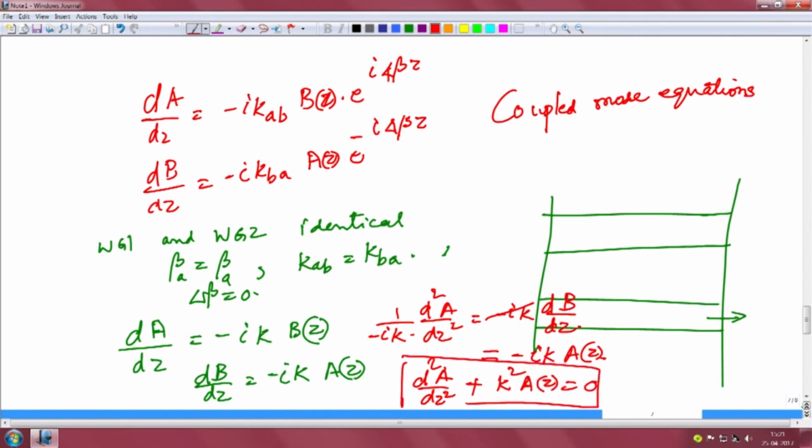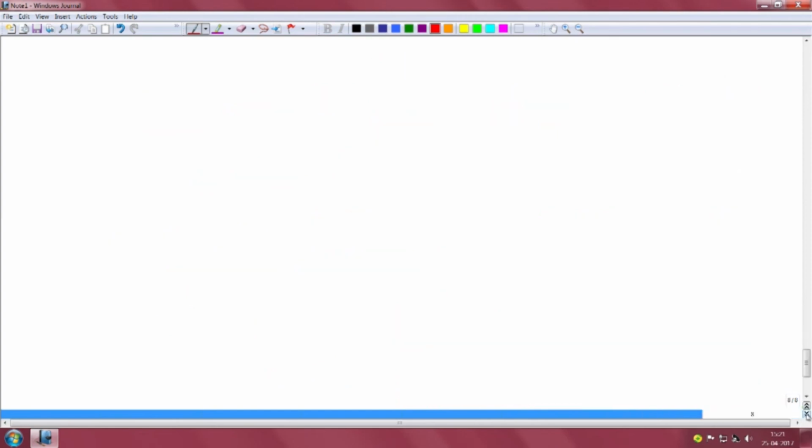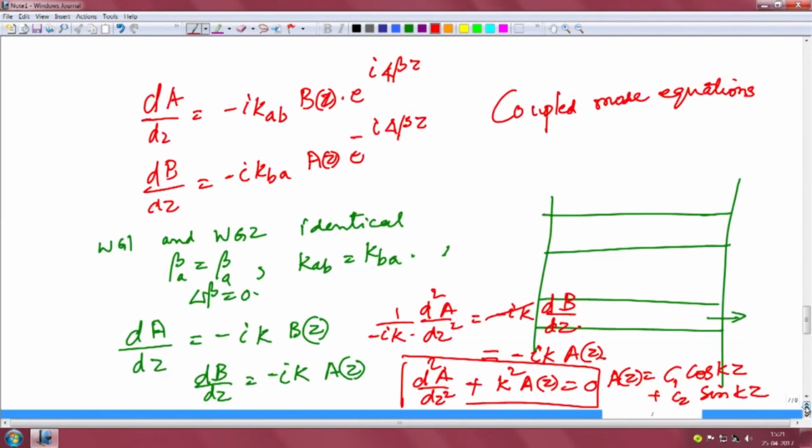This is a very simple equation which we know, and the solution can be written in terms of cos and sine. A of z equals C1 cos kz plus C2 sin kz, where C1 and C2 are arbitrary constants. So, we will quickly evaluate them by using the initial conditions.